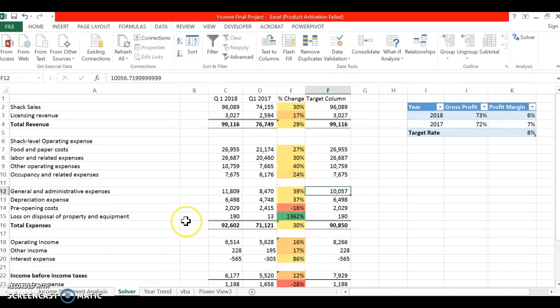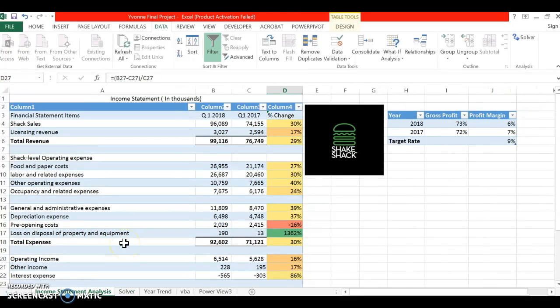my income statement analysis. So this is the income statement analysis for Shake Shack for the period first quarter 2018, and I do a comparison with the period first quarter 2017. On the revenue side, we can see the revenue of Shake Shack mainly comes from two sources. One is Shack sales, the other one is licensing revenue. And we can see over these two periods, the revenue has gone up significantly, with the sales going up by 30% and the licensing revenue going up by 17%.